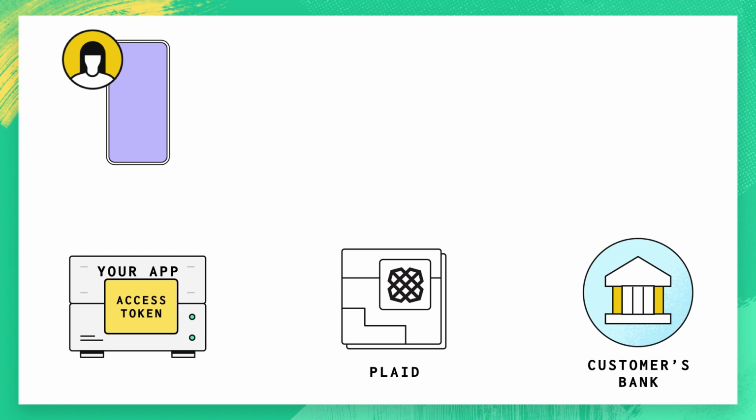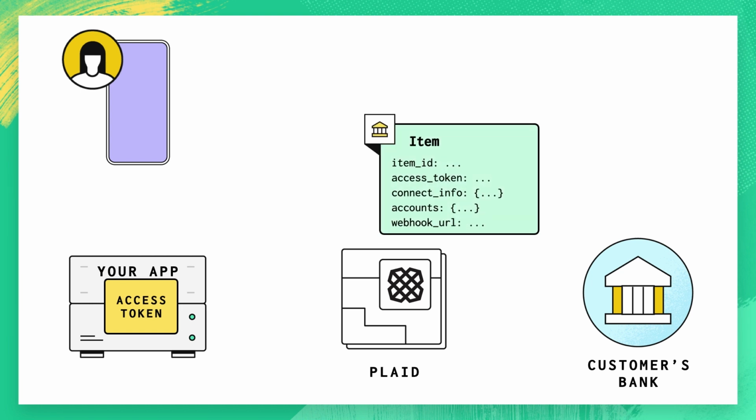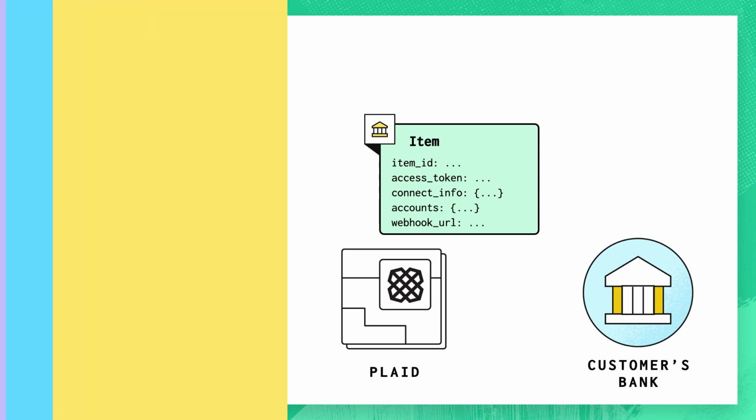This connection to a bank, by the way, is something that we call an item, and you'll see us use that phrase a lot in our documentation and our endpoints. So let's do this part. Let's swap out our public token for an access token.